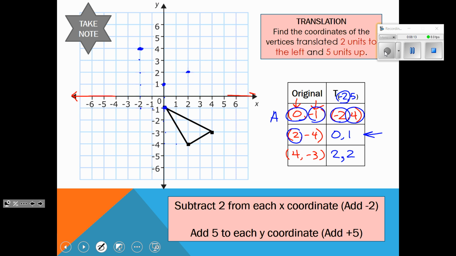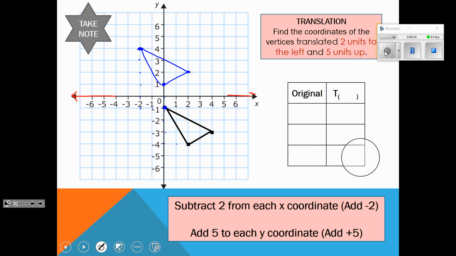And then we're going to connect them, and you will see that this shape was slid. It was a translation. So we're adding integers to do that, and it tells you up here whether it's going to be a negative. If it's to the left, it's a negative. If it's to the right, it's a positive. If it's up, it's a positive, and if it's down, it's a negative, just like the integer number lines that we've been working on.